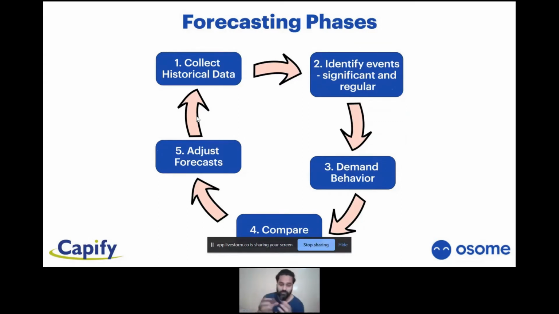So you adjust your forecast and you adjust your business plan based on that, and then you run the cycle again. So you keep on doing this to see where your business is, where you want to be, and again, control any behaviors that change during this whole process.